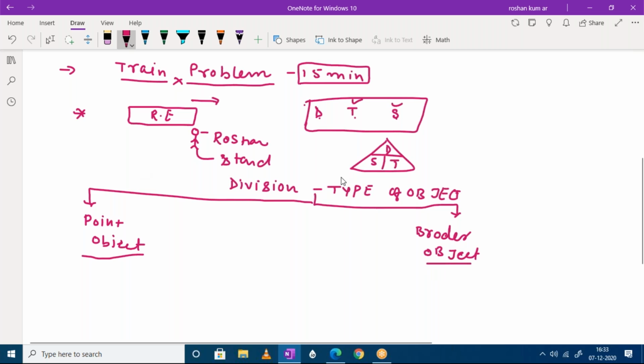So this entire topic of the train problem will be divided into two parts. One is called train with a point object, another is called train with a broader object. Whenever we talk about train with a point object, what do I mean by point object? That will be another point of discussion. A point object means an object whose length is not comparable as compared to the train.